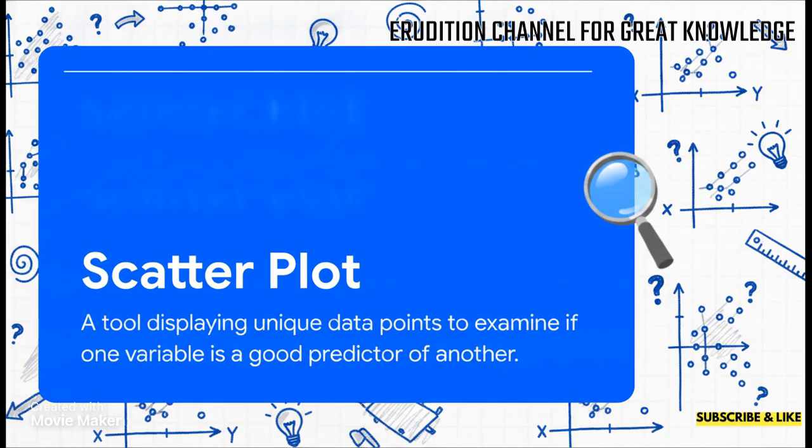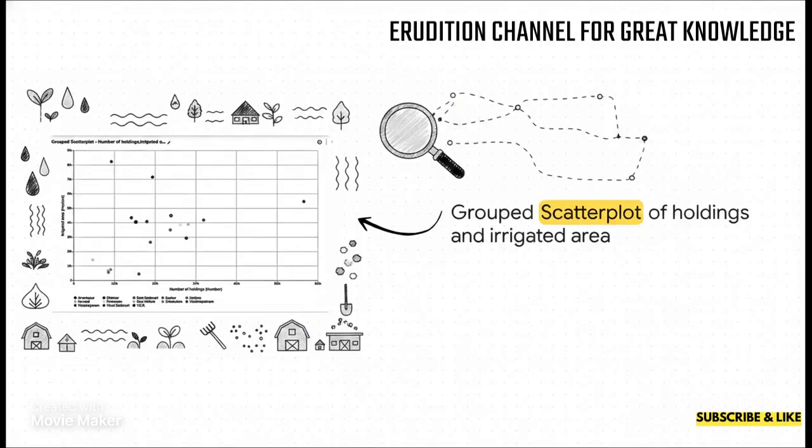A scatter plot allows you to really examine the relationship between many variables, revealing whether one variable is actually a good predictor of another or whether they just tend to vary independently. Take a look at the connection between the number of agricultural holdings and the irrigated area in hectares across different districts in Andhra Pradesh. Each dot represents a unique district data point.